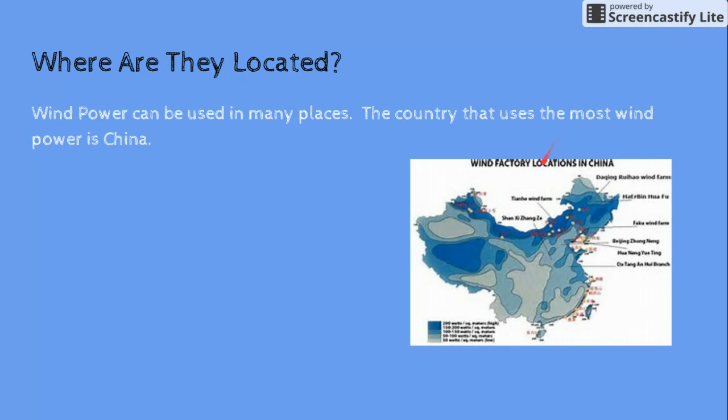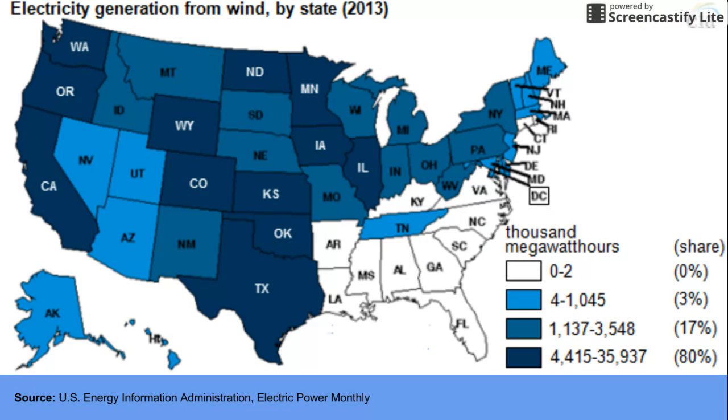And this is a map of China here, and the darker areas are where wind factories are located. And this, in case you didn't know, is a map of the United States of America. The dark blue areas are also where the most wind energy is used. And this here is Hawaii, which is actually where the largest wind turbine is. The blades are bigger than a football field, and it's 20 stories tall.